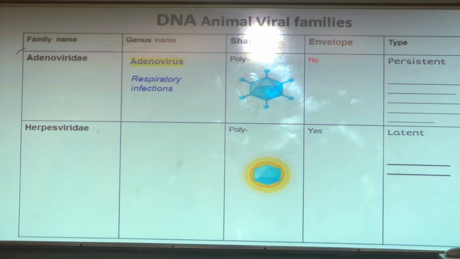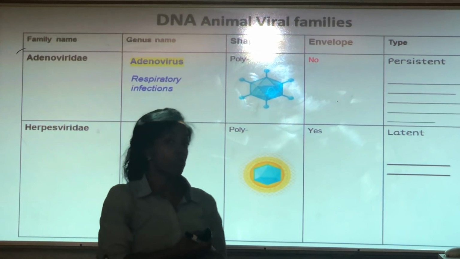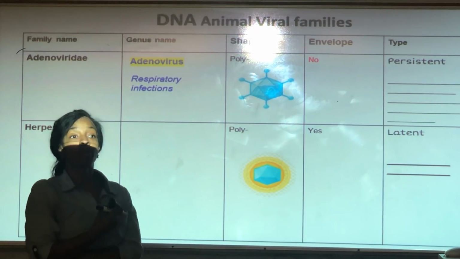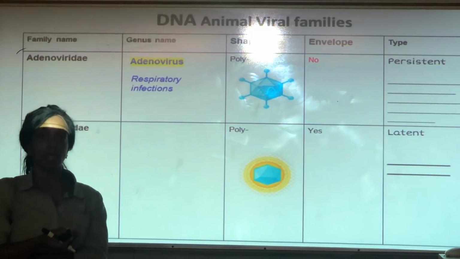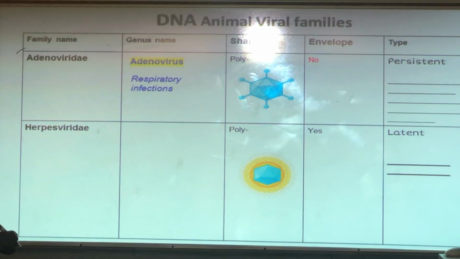The adenovirus usually causes several respiratory tract infections. Many of them may even mimic the cold. It may also cause things like bronchitis, right? You can see many symptoms when the adenovirus infects humans. These are, again, all animal or human viruses. And it has a polyhedral shape, no envelope, right? So the blue indicates the capsid, right? If we see something like yellow, that means envelope.